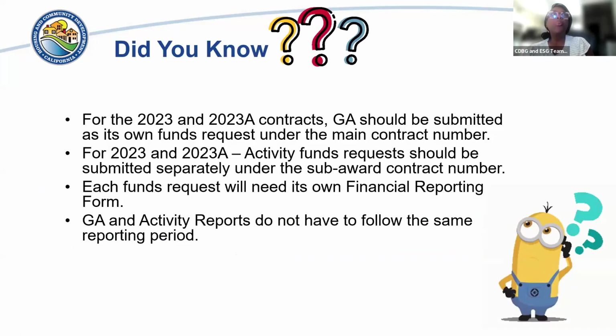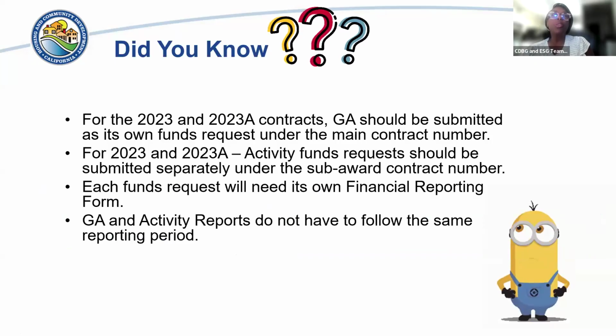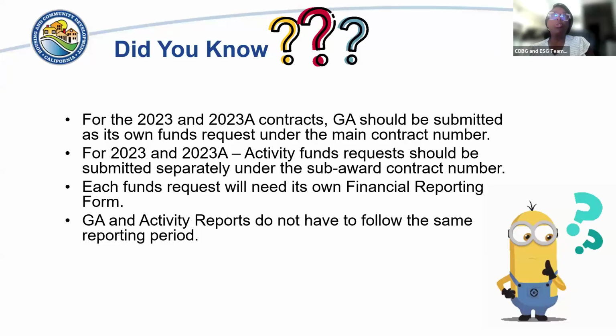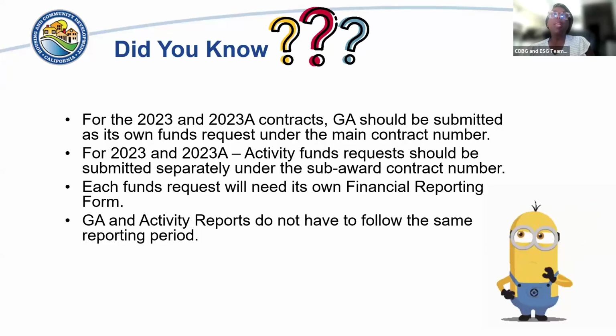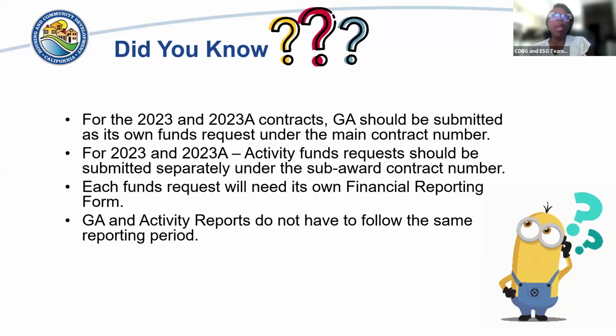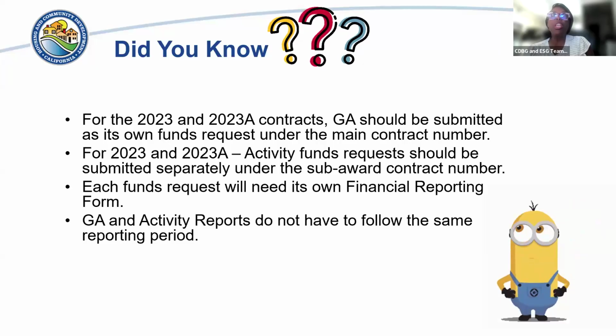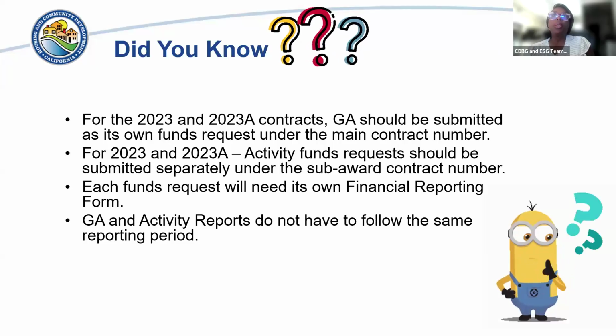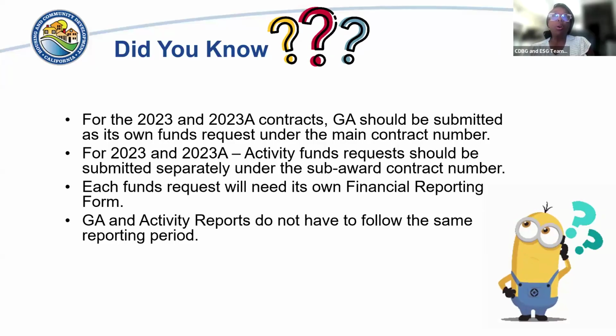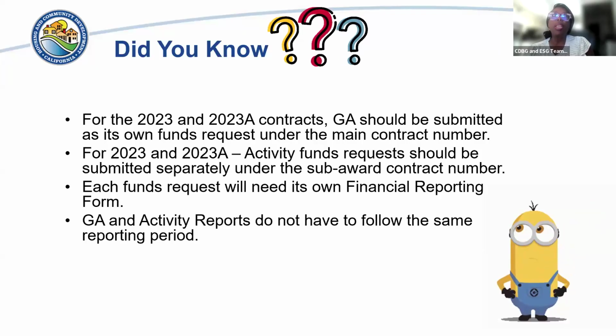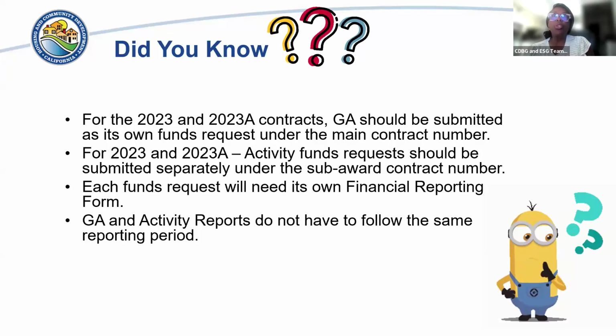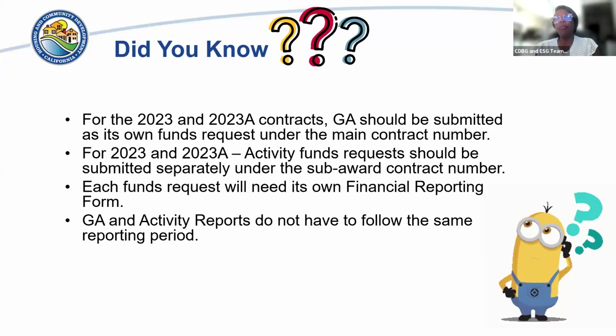Did you know that for the 2023 and 2023A contracts, General Administration, GA, should be submitted as its own funds request under the main contract number? For 2023 and 2023A, activity funds requests should be submitted separately under the sub-award contract number. Each funds request will need its own financial reporting form. GA and activity reports do not have to follow the same reporting period.